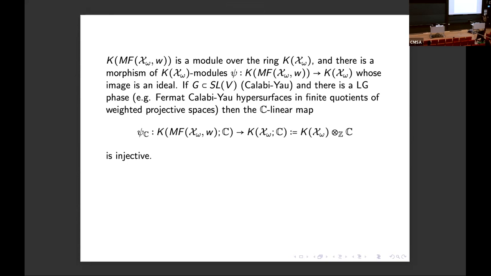We can actually do more general than this, but when G is Calabi-Yau, so under the Calabi-Yau condition, the action of G is in SL(V), then your quotient will be a Calabi-Yau toric orbifold. And so assume there's a Landau-Ginzburg phase. For example, we consider a Fermat Calabi-Yau hypersurface in a finite quotient of weighted projective spaces. Then we tensor by C, and this linear map is actually an injective map.